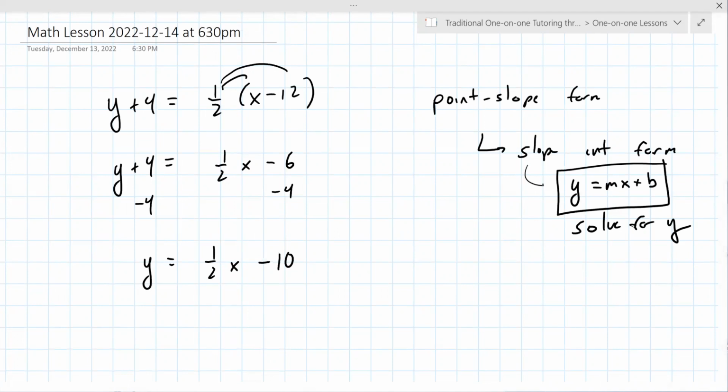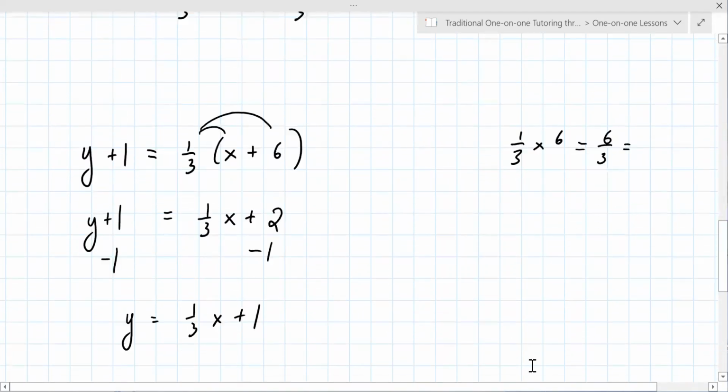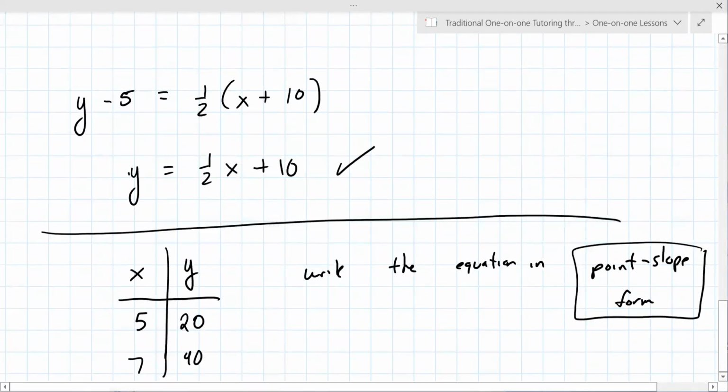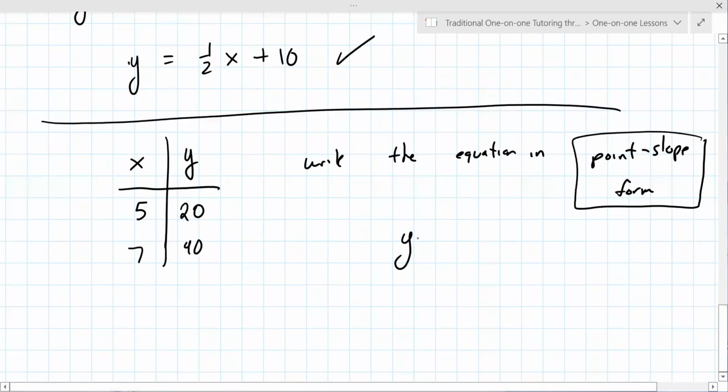There are two different forms, right? No, there's actually a third. So point slope form is y minus y1 equals slope times x minus x1, like that.